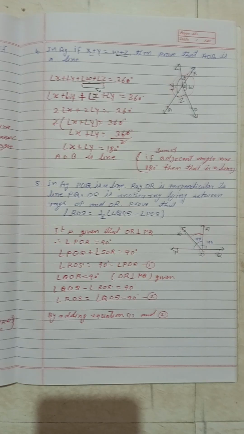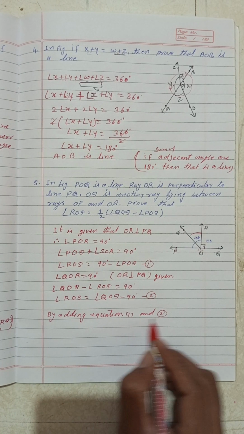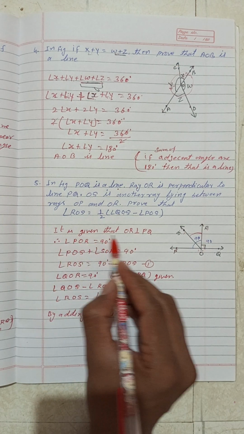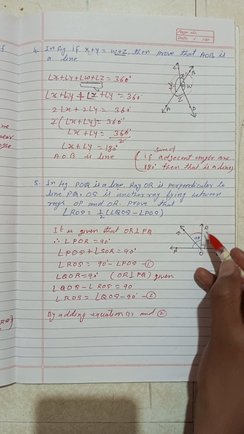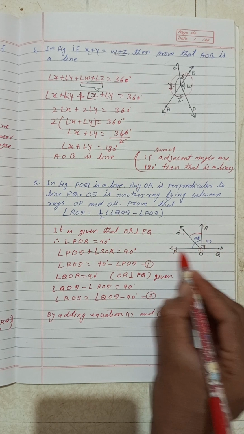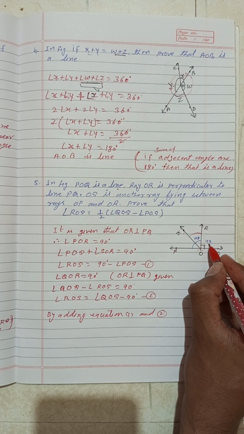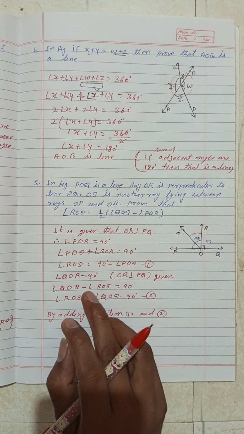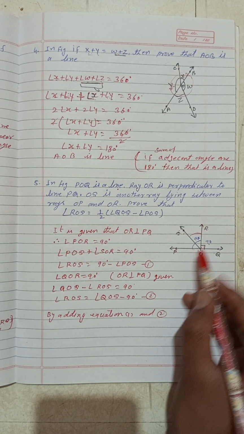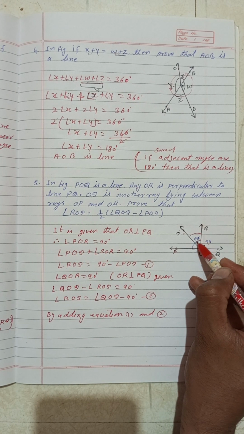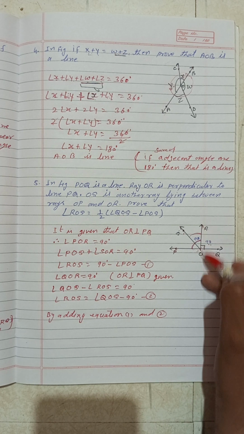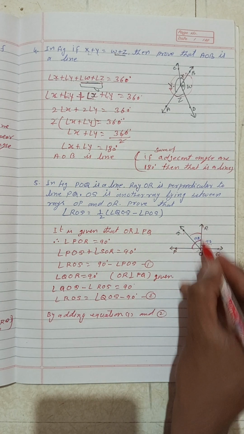Let's come from the start. It is given that OR is perpendicular to PQ, which means this angle is 90 degrees and the remaining angle is also 90 degrees. So the total angle POR is 90 degrees, and this side QOR is also 90 degrees, because OR is perpendicular. So these two angles we are adding.